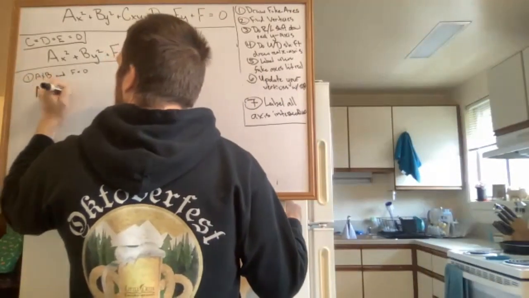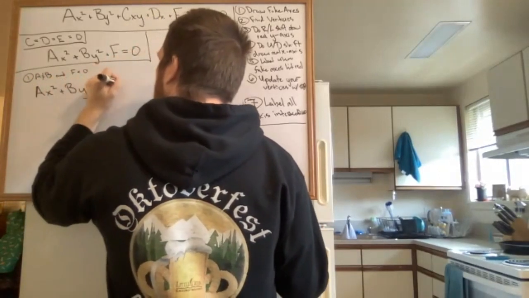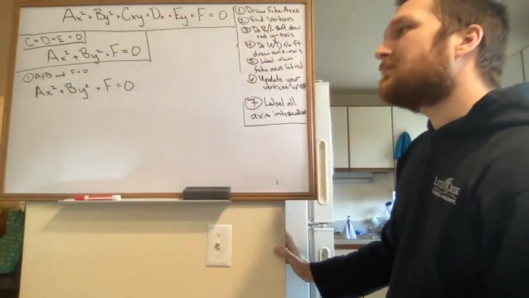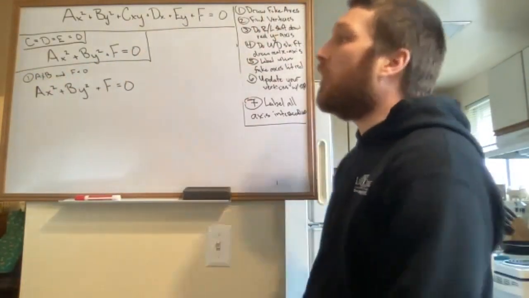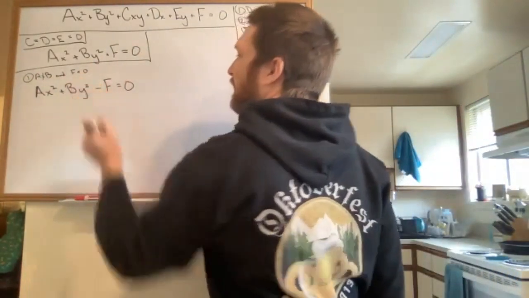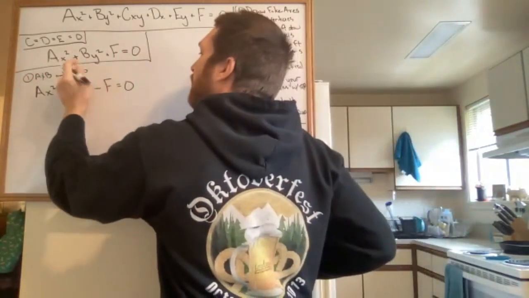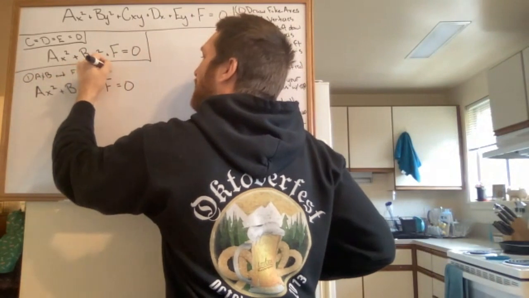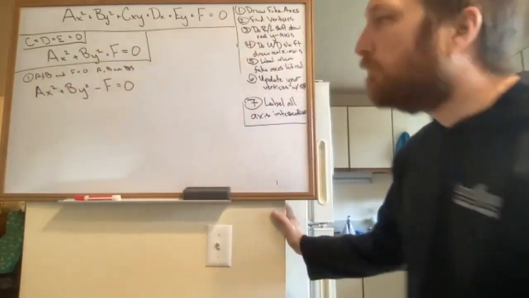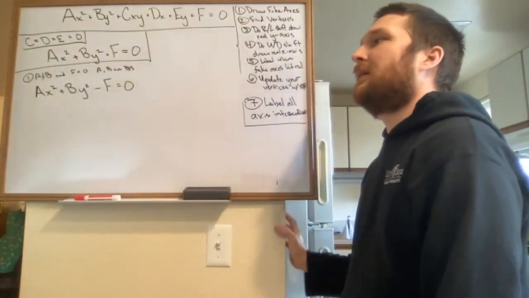ax squared plus by squared plus f equals 0. And f is still a negative number. And something I haven't said, both a and b are positive. Both a and b are positive numbers.